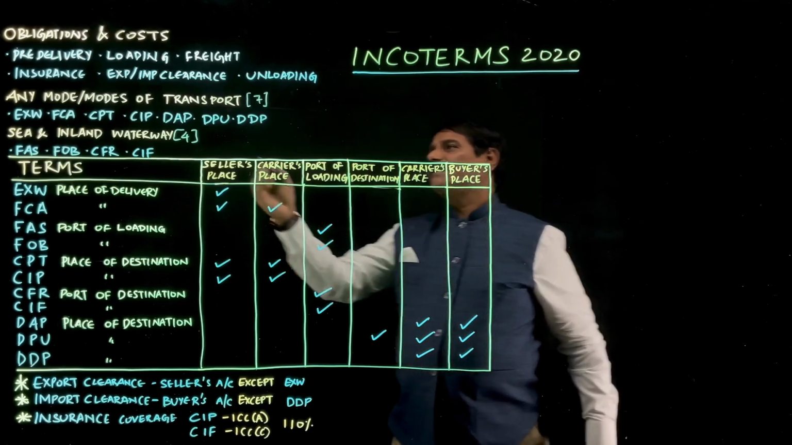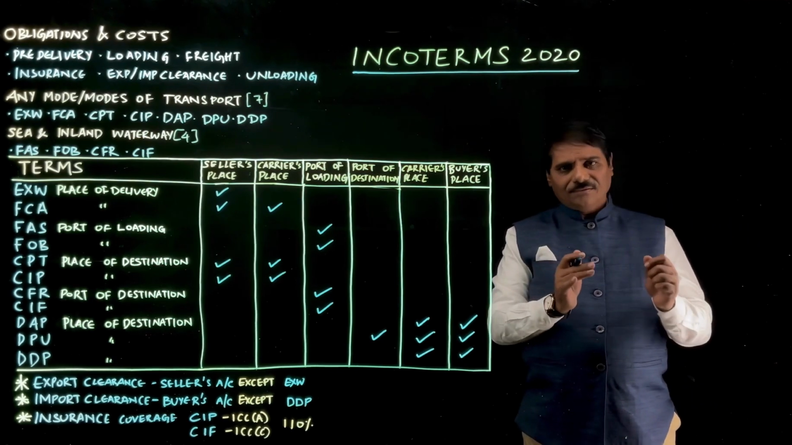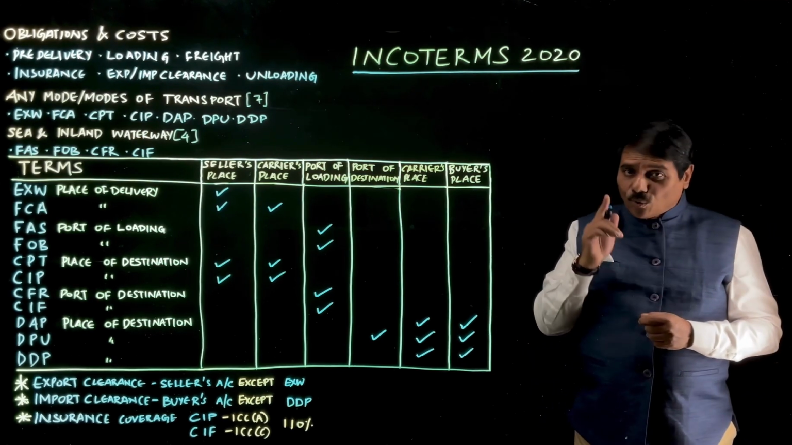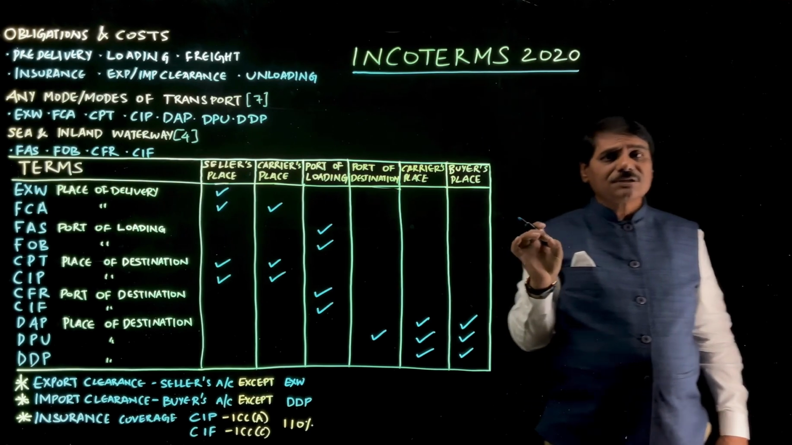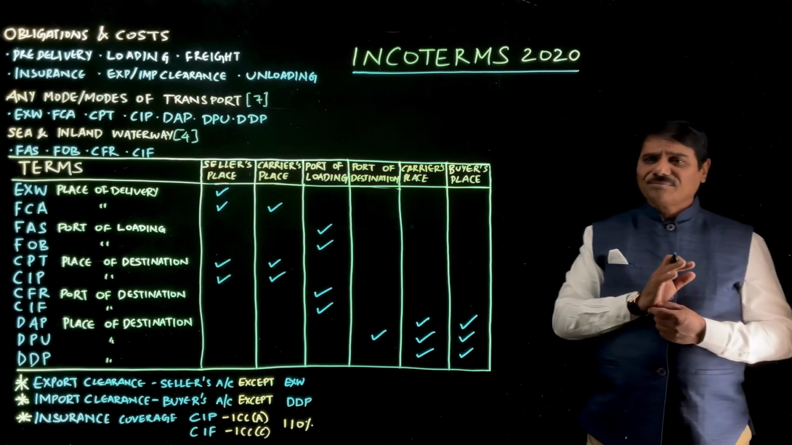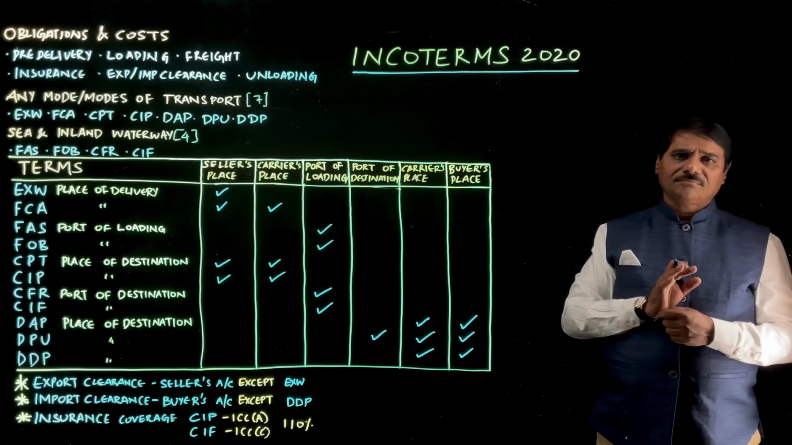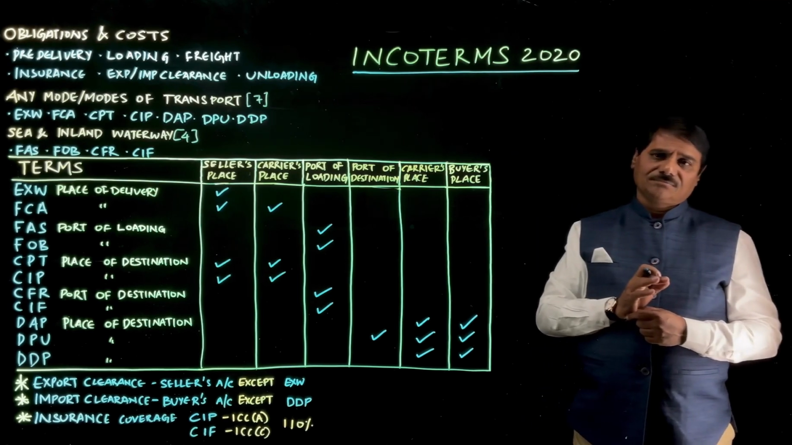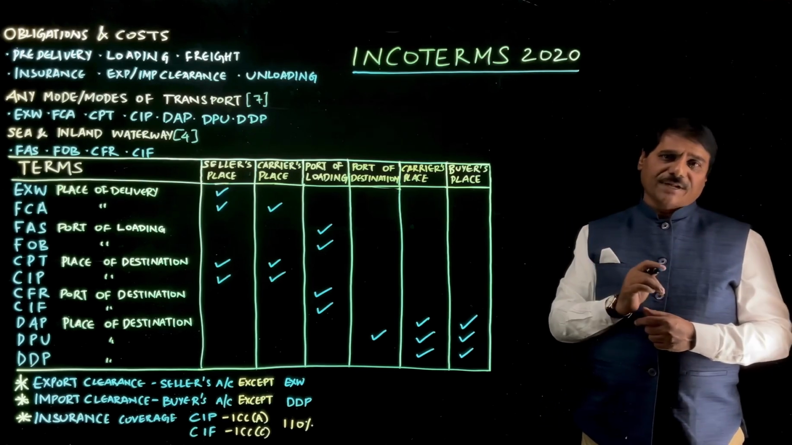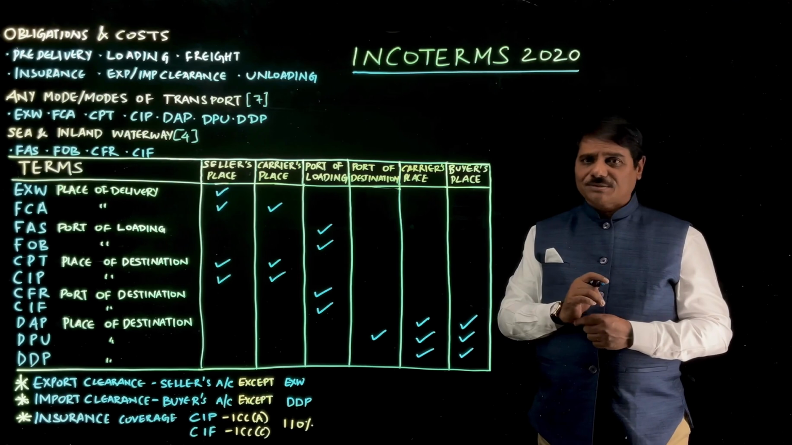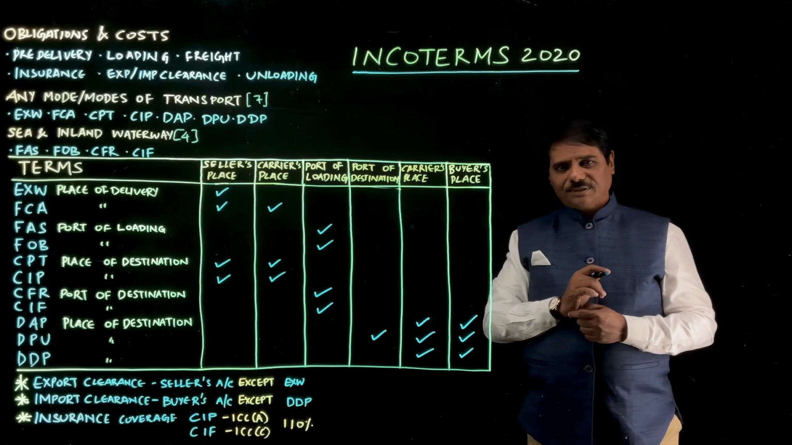Here, as we said, regarding export clearance, the seller only has to clear the export formalities. Only in case of Ex Works, the seller is not responsible for clearance of the goods for exportation. In all other Incoterms, it is the seller's responsibility to clear the goods for exportation.